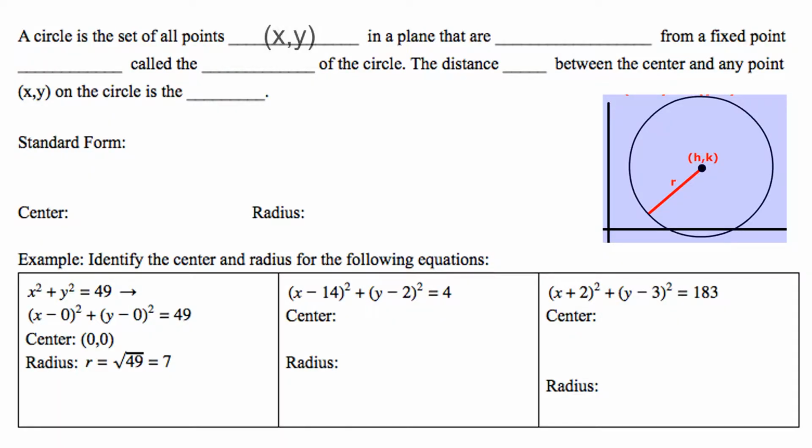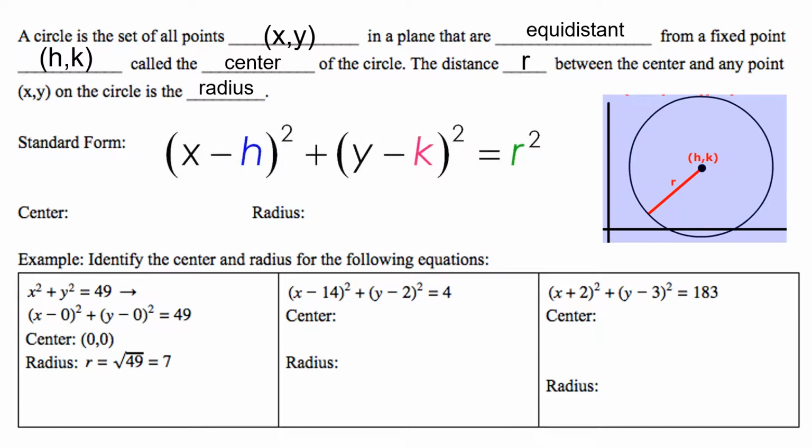A circle is a set of all points (x, y) in a plane that are equidistant from a fixed point. That fixed point is called (h, k), which we call the center. The distance r between the center and any point on the circle is called our radius. So this is the standard form, where (h, k) is our center and the square root of r squared is our radius. So in the bottom left, we have a center at (0, 0) and a radius of 7.